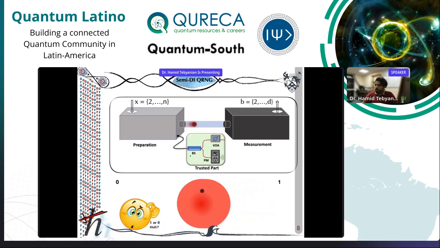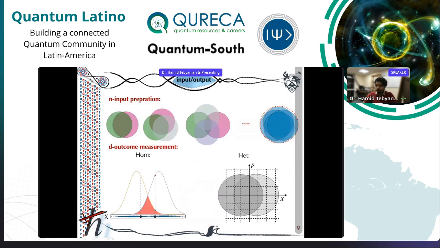Then, back to the experiment. In this trusted part, we can check the energy, and theoretically we show that if the energy of the state is below some threshold, then we are sure that the states share non-zero overlap. When they have non-zero overlap, we are sure that there is some randomness. With this power meter, we can monitor the power, and if it's not in the allowed area, we can apply some attenuation to the signal going to the measurement part.